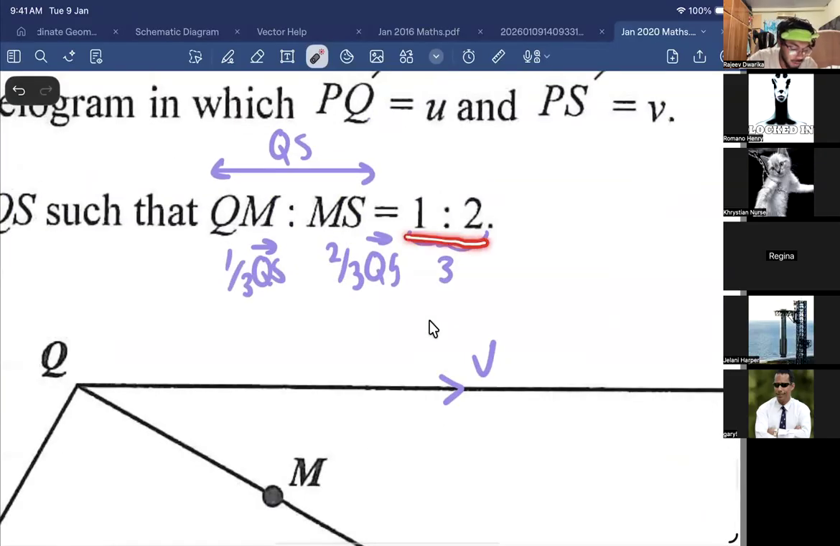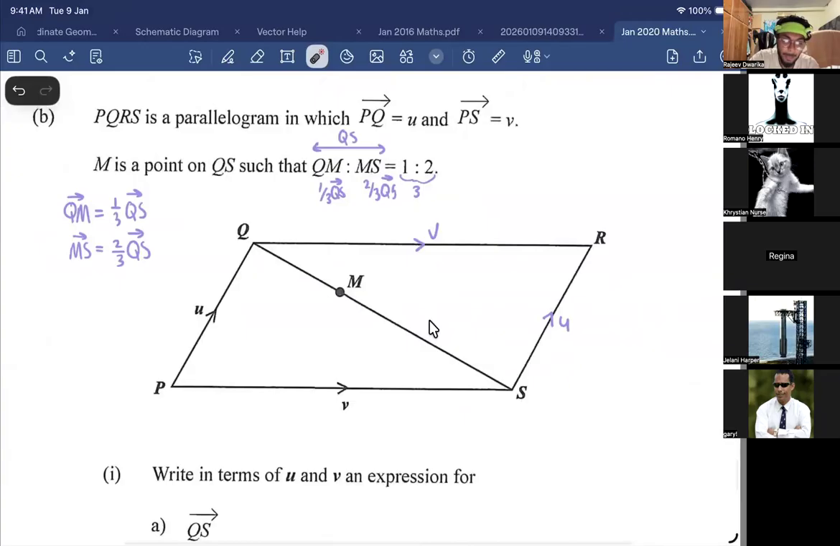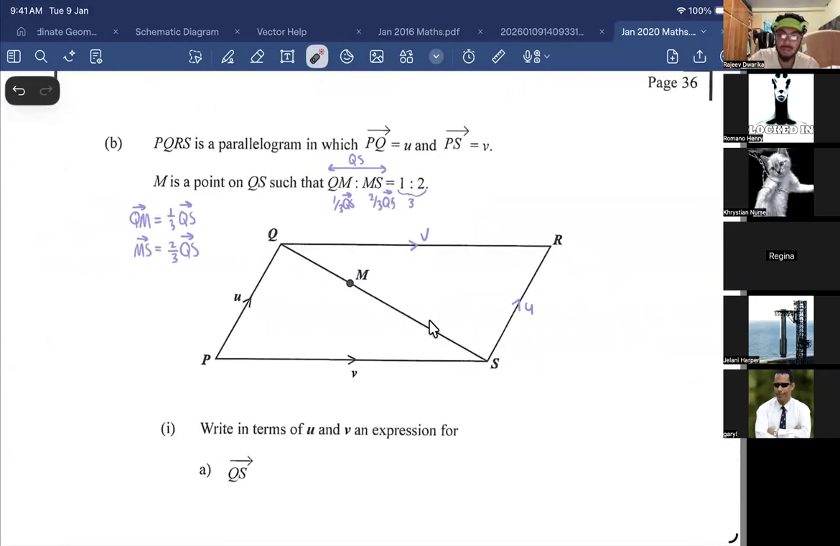Anytime you see this ratio thing, it suggests that I must add and then find how much it is for each. Perfect. So QM is a third of QS, QS is the entire thing, and MS is 2/3 of QS. We good? Yes, sir. Cool.